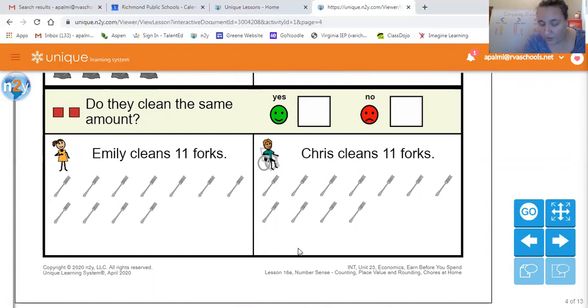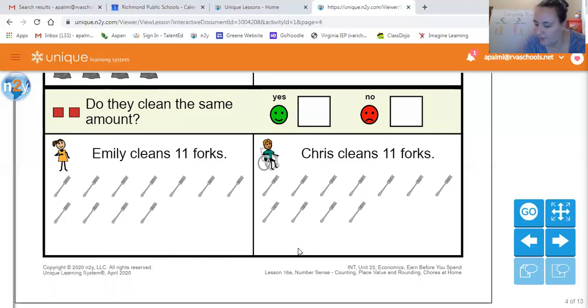So let me pull my blocks apart really quick. And you guys at home can do the same thing. You can get your objects ready to count, or you can practice with counting the forks on the screen. Remember, Emily is going to be our green blocks, and Chris is going to be our yellow blocks. And our question for this one is, are they cleaning the same amount? Are they cleaning the same number of forks each, okay? So we are going to start with Emily.